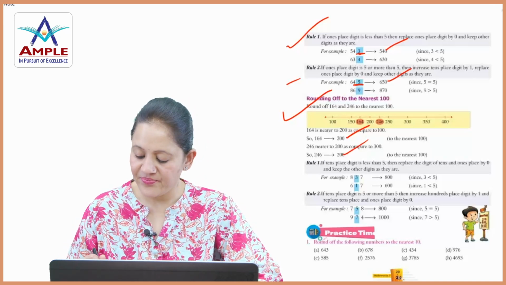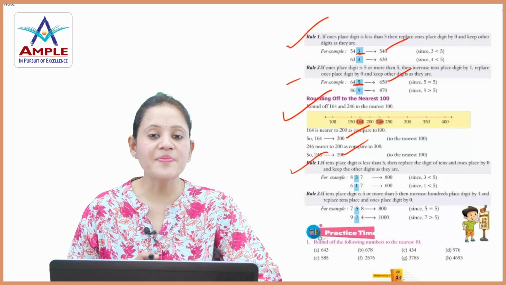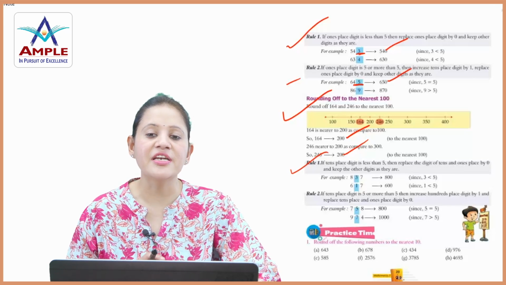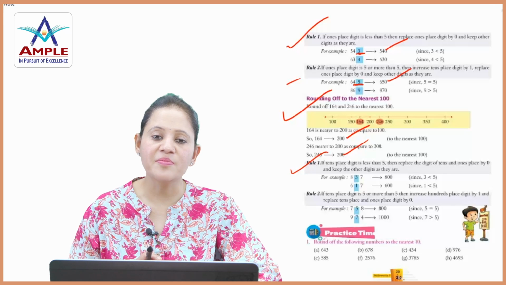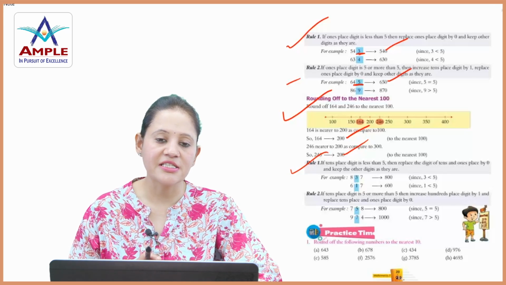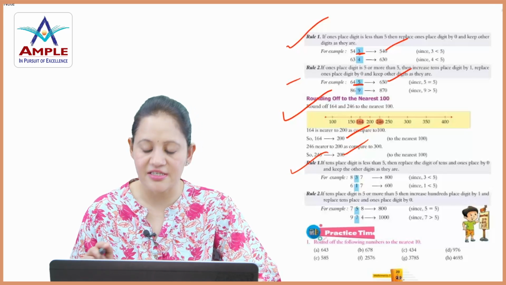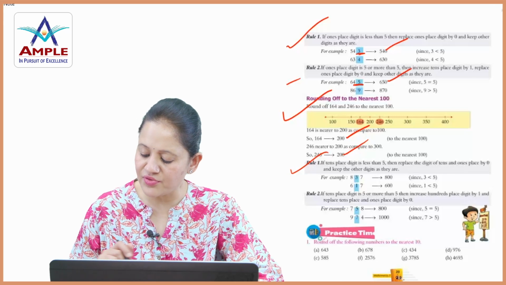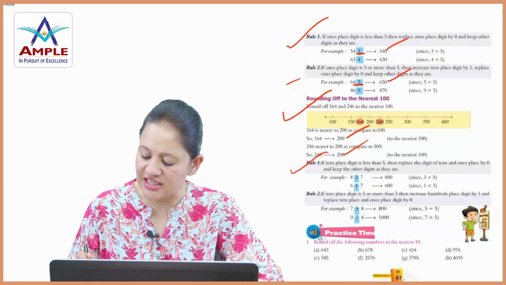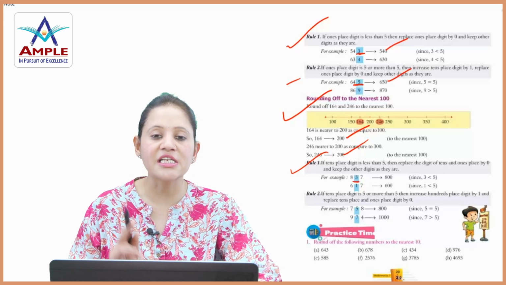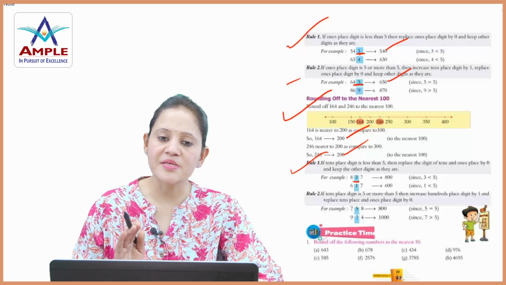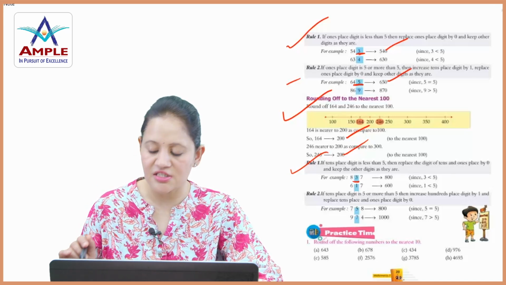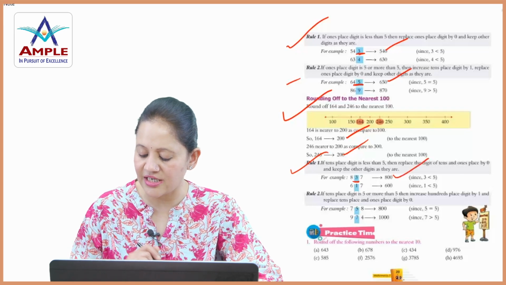Rule number 1. If the tens place digit is less than 5, then replace the digits at tens and ones place by 0 and keep the other digits as they are. For example, 837. So we have to round off to 100. We'll see the digit at tens place. This is 3, which is less than 5. So what we'll do? We will replace the digits at tens and ones place by 0 and there is no change in other digits. So it rounds off to 800.